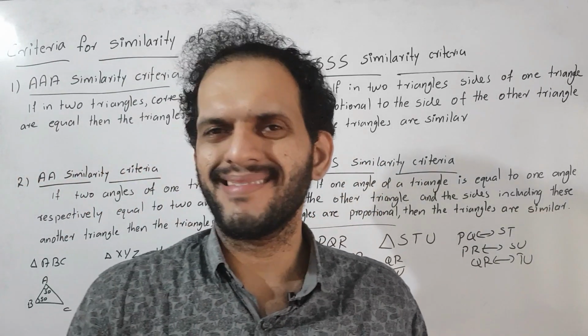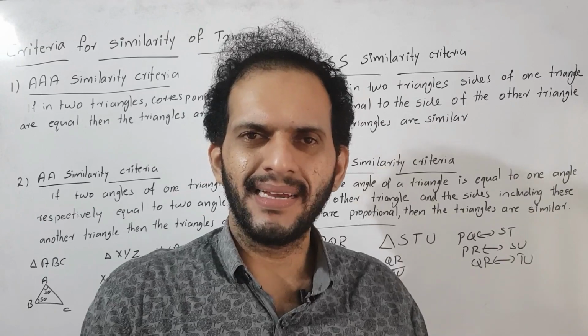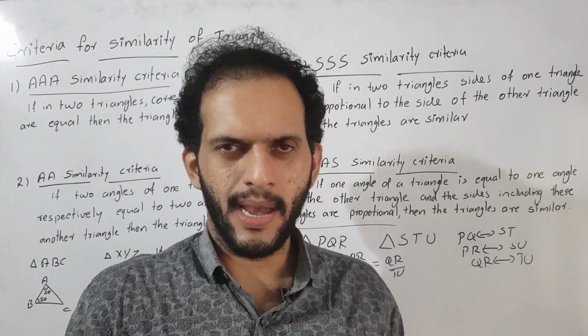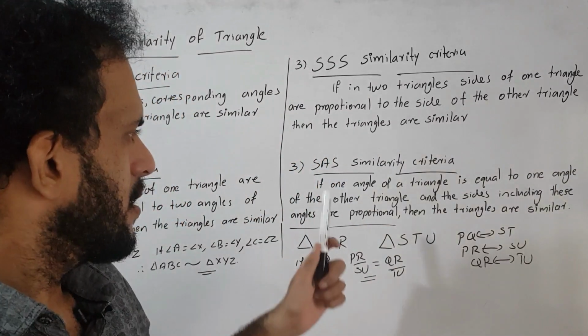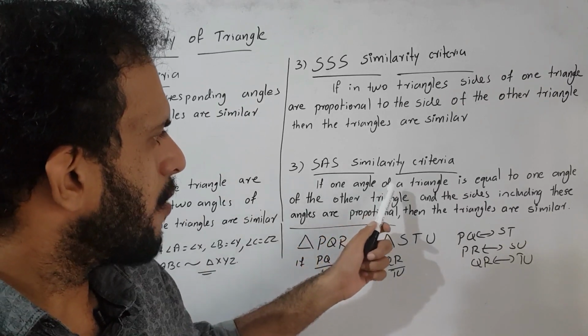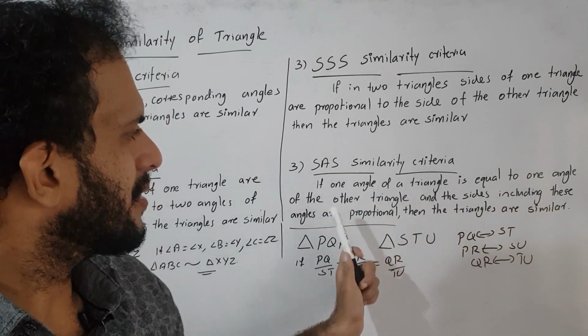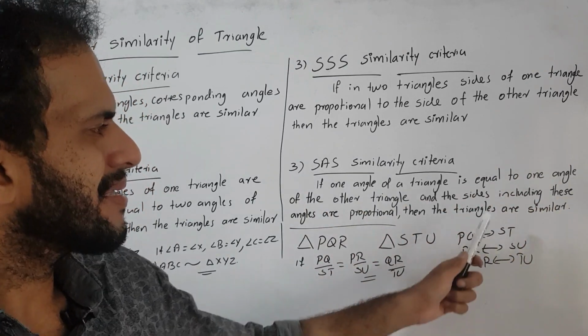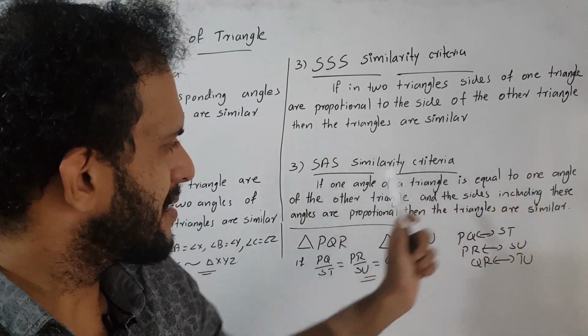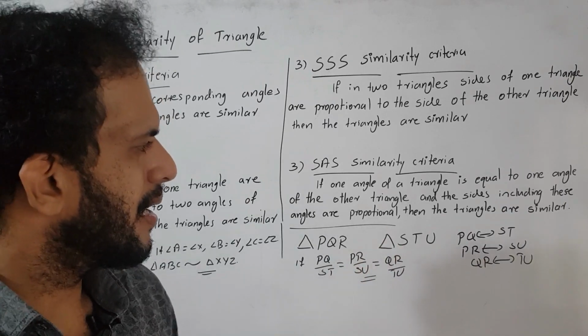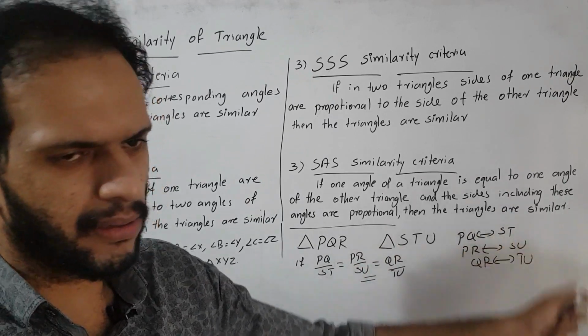We know what SAS means: side angle side. Then what is SAS? If one angle of a triangle is equal to one angle of another triangle and the sides including these angles are proportional, then the triangles are similar.